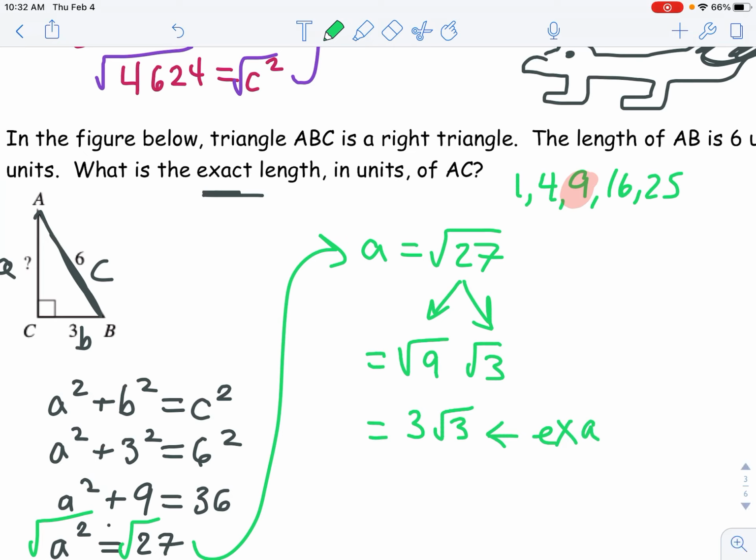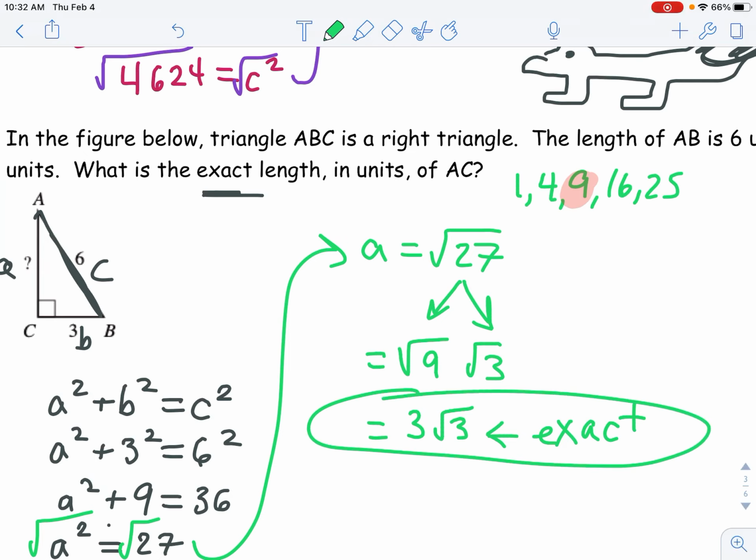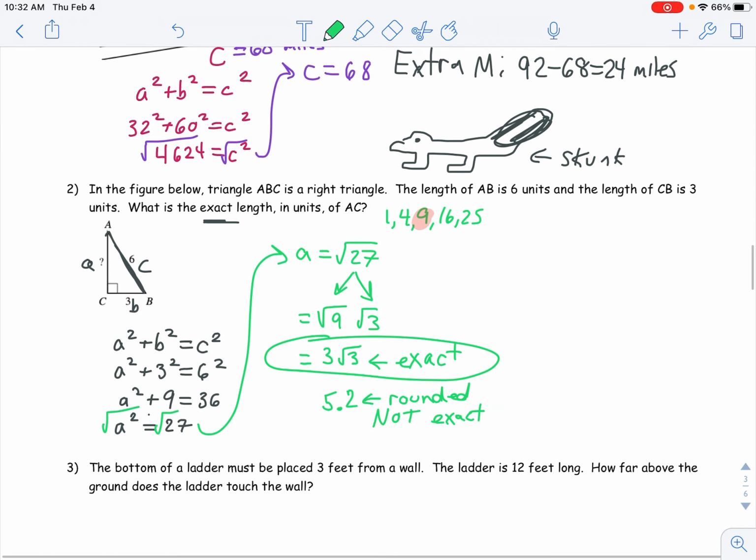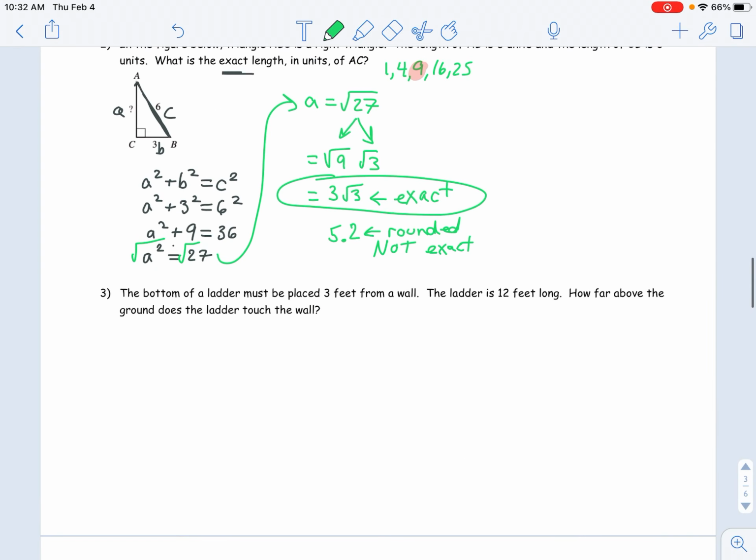We have to differentiate between exact and estimate. This is the answer. Estimate is about 5.2. This is rounded, not exact. Read the directions, know what we're finding, know if you can just put it into a calculator or if you actually need to calculate it. And the bottom of the ladder must be placed 3 feet from a wall. The ladder is 12 feet long. How far above the ground does the ladder touch the wall?